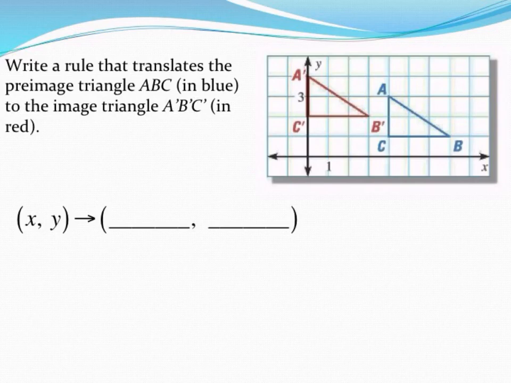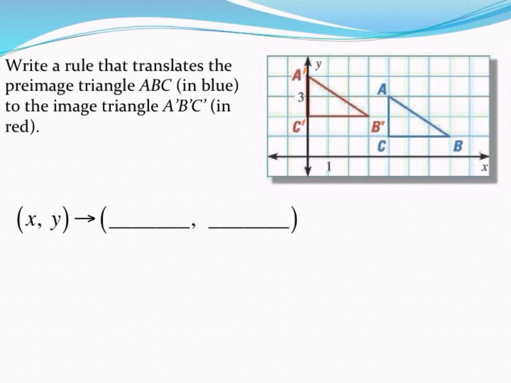Suppose I didn't have colors to look at, or on your notes they're black and white, so I don't know which one's which. Well, the other way that we can tell that the red one is the image, the final location, is I have those prime tick marks with it as A prime, B prime, C prime. So I know that's where I'm going to end up, meaning the one without the primes, the blue one in this case, is going to be the original one.